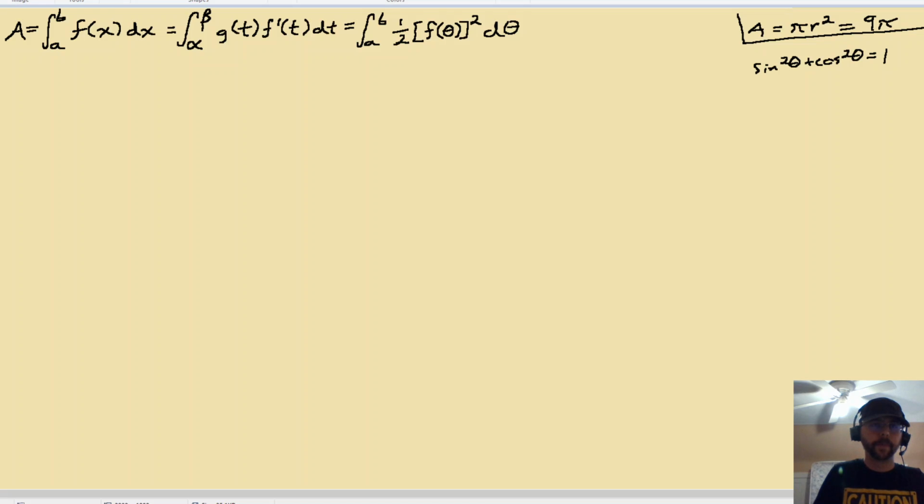So for starters, briefly, what are polar coordinates and parametric coordinates and Cartesian coordinates? It'll be easiest to illustrate that using Desmos.